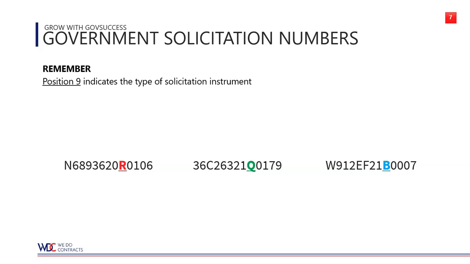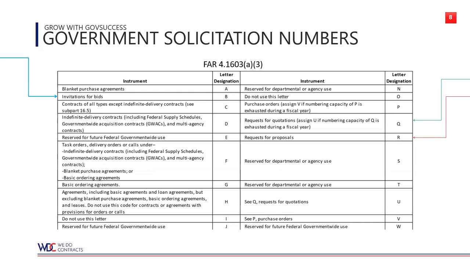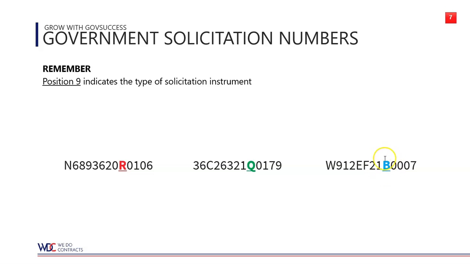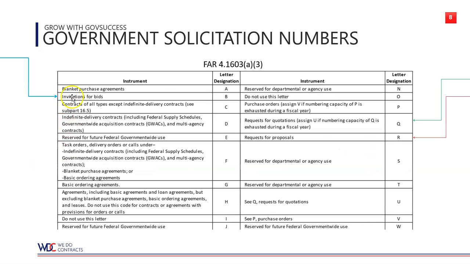Going back to position number 9, the R for request for proposal, the Q for RFQ, request for quote, or B for the call for bid, is really dictated by the designation number that's in FAR part 4. This little chart right here gives a summary of what that looks like. As you can see, the blue line matches what you have for the B. Invitations for bids have Bs. Over here on this side, you have a green, which matches the other page we were just at. Request for quotations is a Q, and request for proposals is an R.